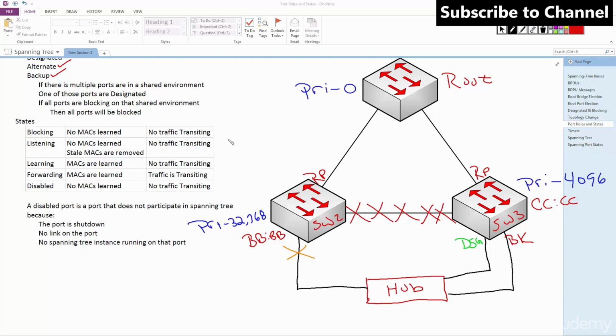So a good way to really see this behavior is to just plug it into a hub. But you have to make sure one of these sides is designated. This switch has to win the election of being the designated side. Otherwise, you won't see a backup port. You would just see two alternate ports.